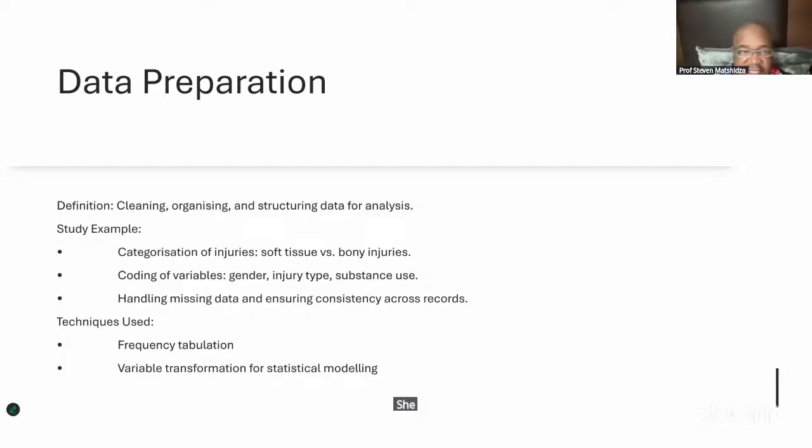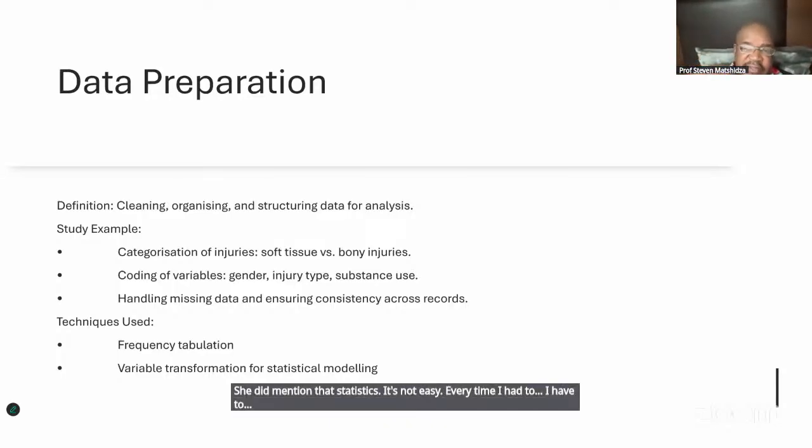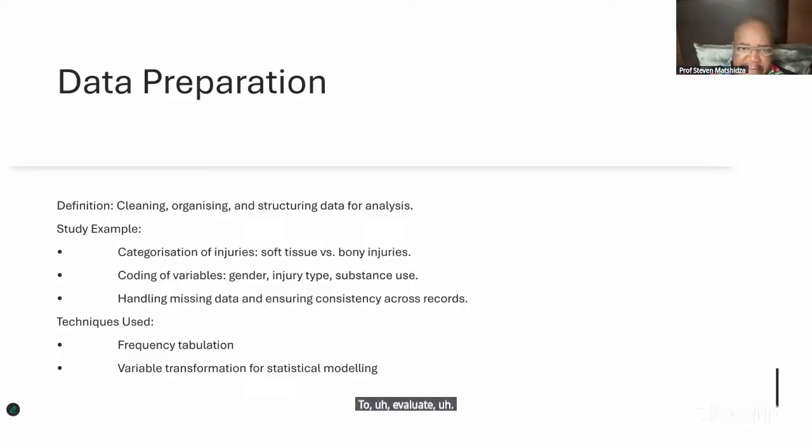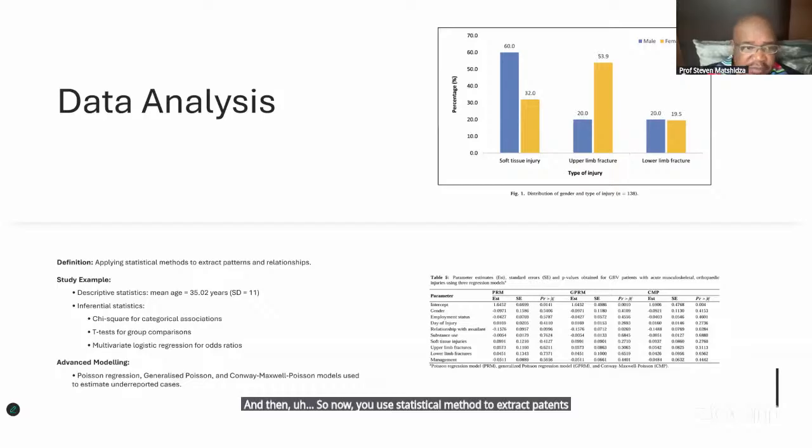She did mention that statistics is not easy. Every time I have to evaluate a mini thesis, some of these words I have to go and read again, over and over again. So it's a repetition. And then now you use statistical methods to extract patterns and relationships.